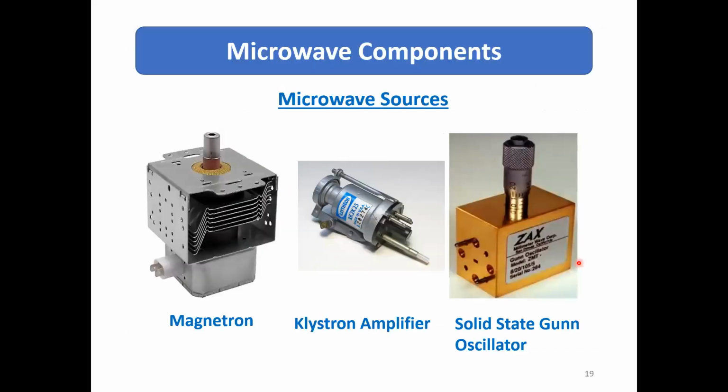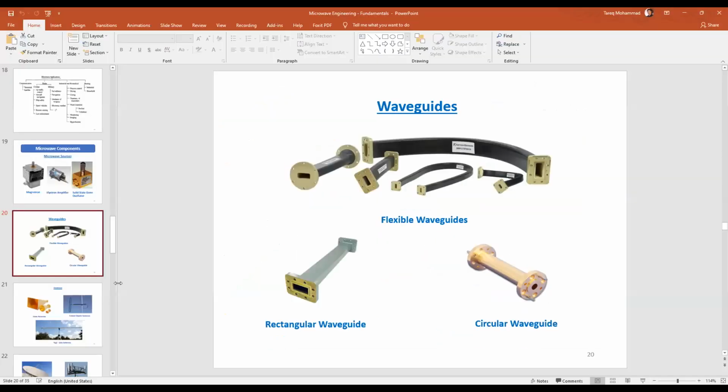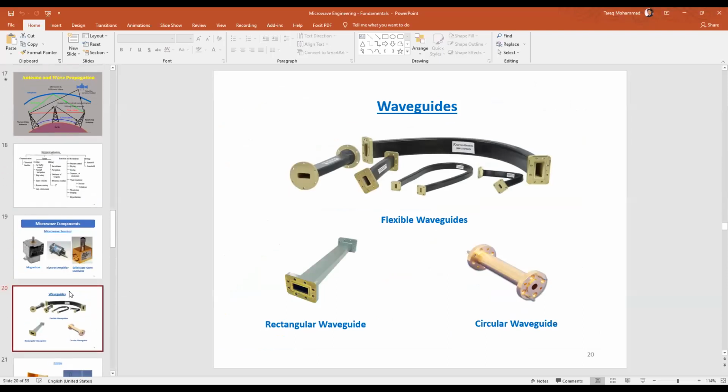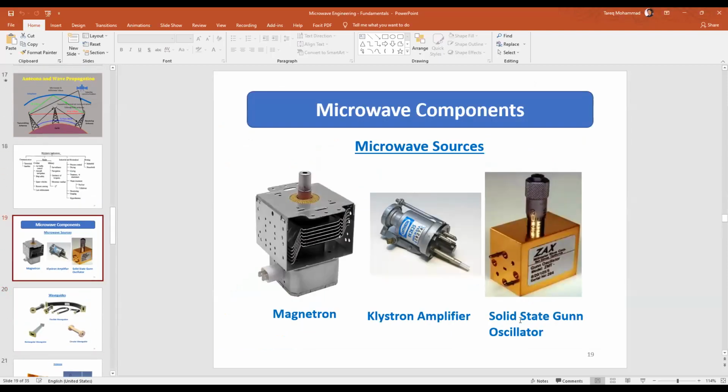And some components are there. These are the microwave sources: magnetron, Klystron amplifier, solid state transmitter. I think we can finish here. We'll see those things in the next class, inshallah.